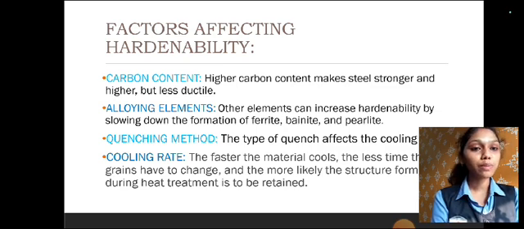Quenching method: the type of quench affects the cooling rate. Cooling rate: the faster the material cools, the less time the grains have to change, and the more likely the structure formed during treatment is to be retained.